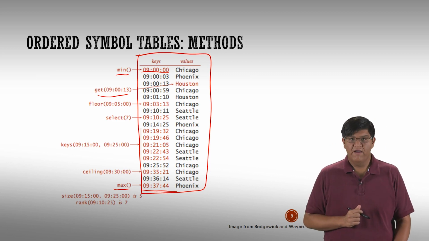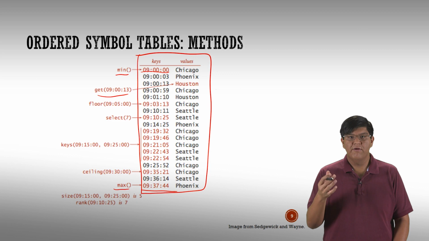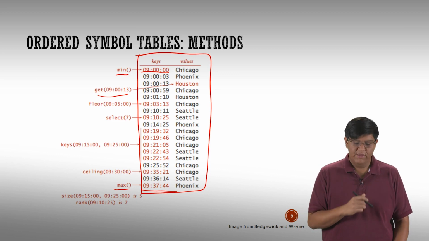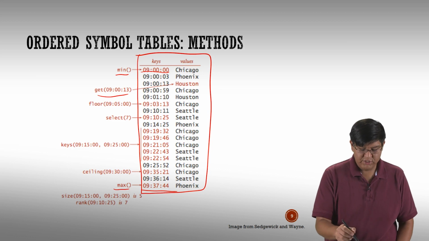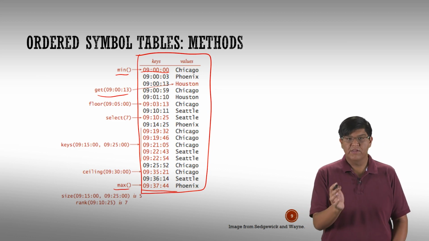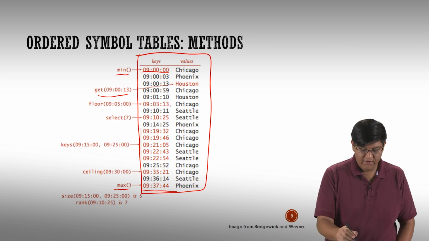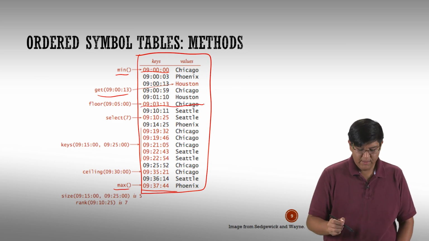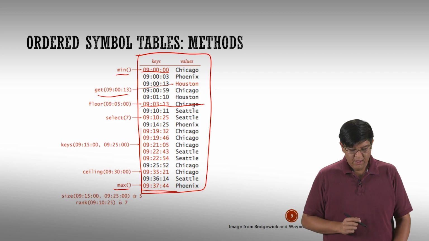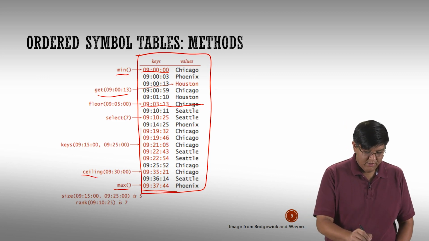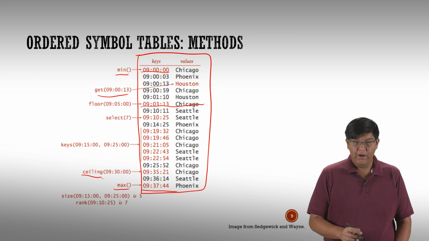Now we have something a little more interesting. Floor 90500. There is no 90500 in my data set. So what happens? It grabs the thing just underneath it. Floor returns 90313, the closest thing under that point, so it returns this value over here. That's our floor. Let's look at ceiling. We see something similar. Ceiling of 930: well, I don't have a 930.